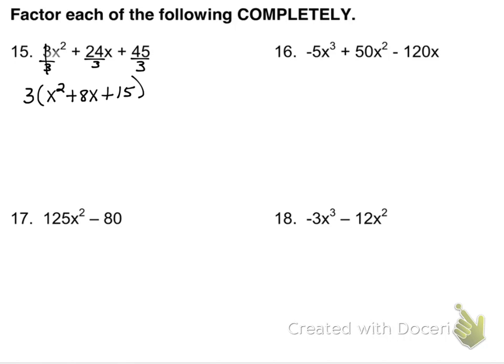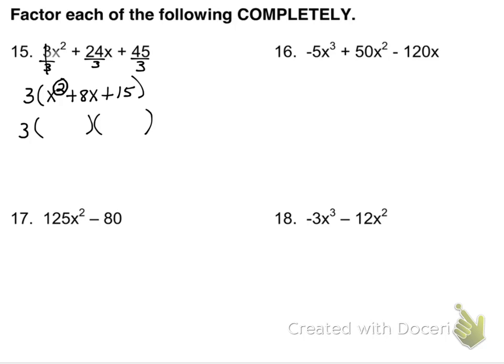Now, this is not linear. We've got this squared term here. So we have to at least see if we can factor it anymore. So in your answer, you still have to continue with the 3. So bring that down to the next step. And then we need to see.